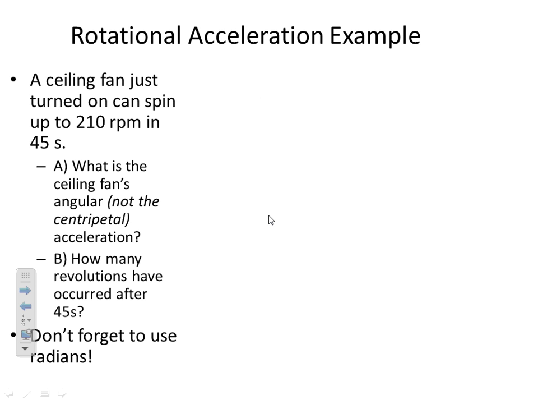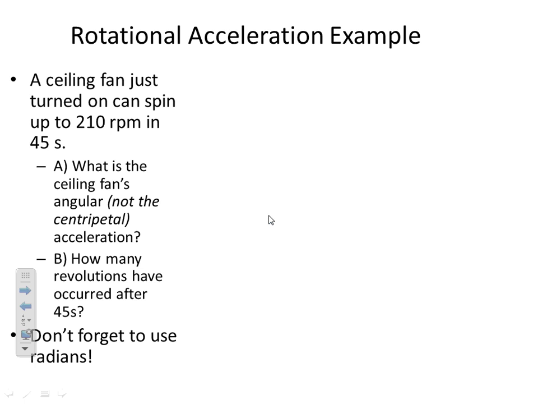Good. So if we take a moment to think about a ceiling fan, you said, oh yes, I often take moments to think about ceiling fans. A ceiling fan just turned on can spin up to 210 RPMs, rotations per minute, which we already said we're not going to use RPMs, we've got to convert, yeah? In 45 seconds. RPMs would be what in terms of physics concept?